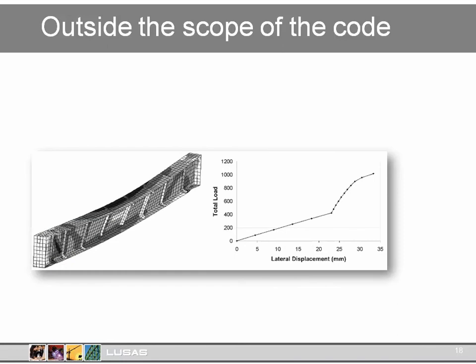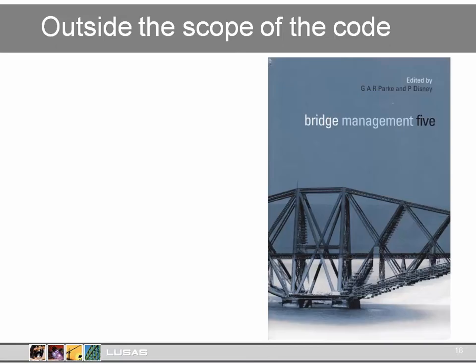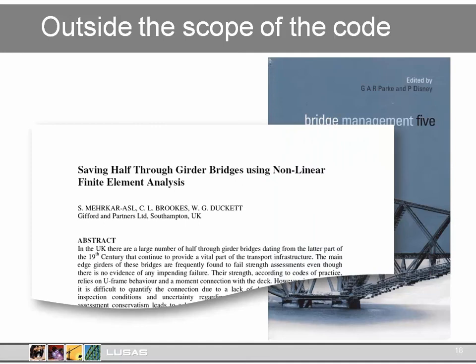And in fact, this kind of analysis has been undertaken many times for through girders, and this image is taken from a paper given at the International Bridge Management Conference of 2005, where engineers from Ramboll applied a range of methods including nonlinear analysis to save some bridges which have been identified as substandard.